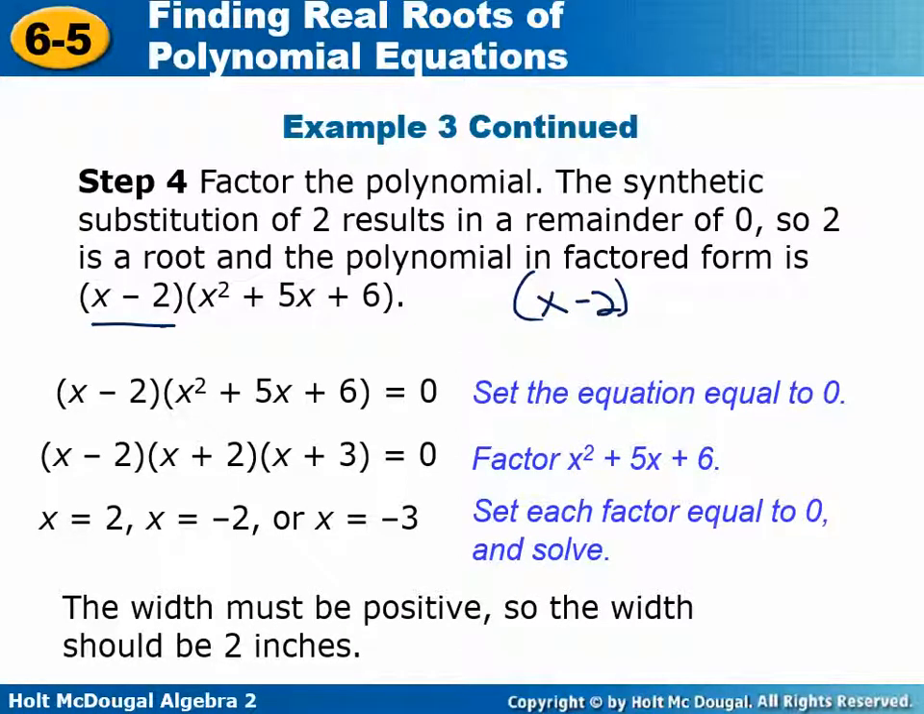And then the question was about width, and the negative ones don't make any sense, so the only one that made any sense was 2.